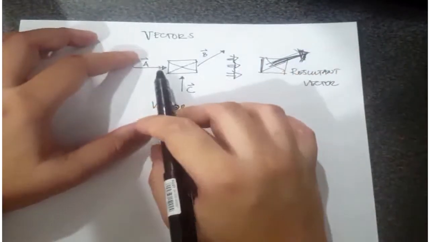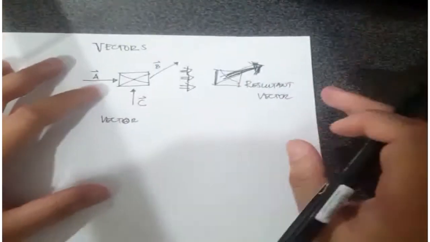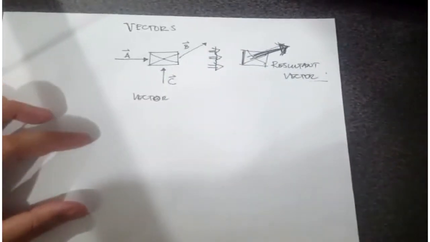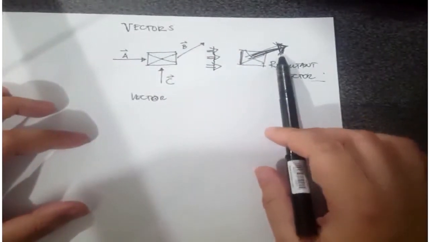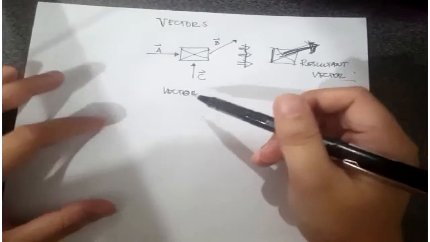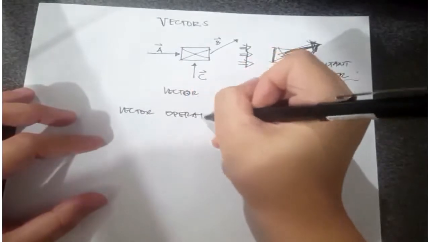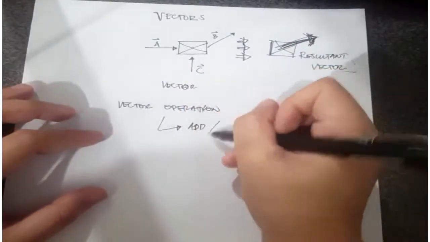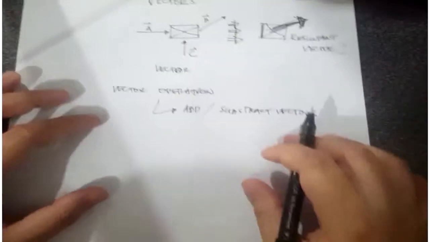Once again, the effect of these three vectors here can be represented using a single vector that is called the resultant vector. In order for us to do the mechanics of finding this resultant vector, we have what we call the vector operations, in which we can add or subtract vectors.